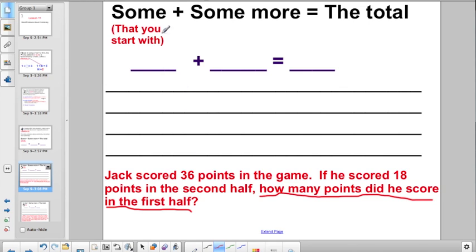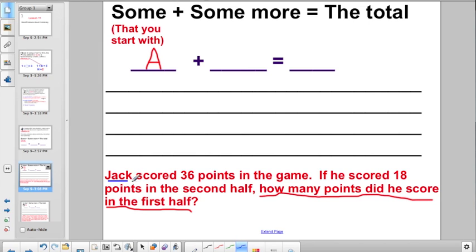So where are we going to put our letter? Under the sum that we start with, some more, or the total? How many points did he score in the first half? I think the first half is some of the points that we're starting with, and we don't know. So pick a letter. Maybe you want A for awesome. Maybe you want D for dynamite. Pick a letter. Let's go ahead and look at the rest of it.